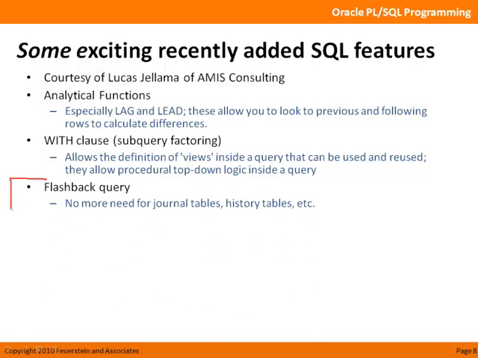Flashback query gives you the ability to look at your data, your set of tables, as they were at a certain point in time in the past. Your DBA has to set this up to define how much of a period of time it'll support flashback for. But essentially with flashback query, you don't have to worry about keeping track of or managing journal tables, history tables, and so on. Let the underlying database technology do it for you.